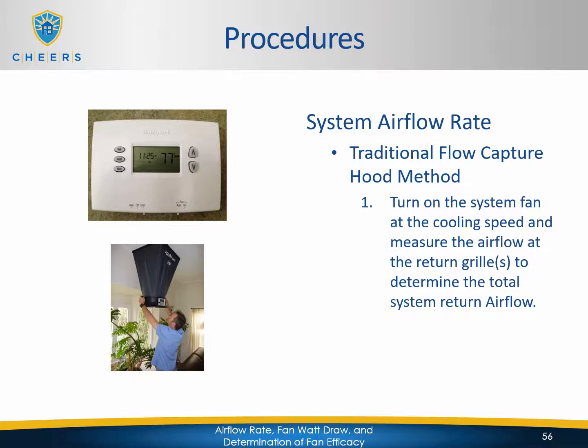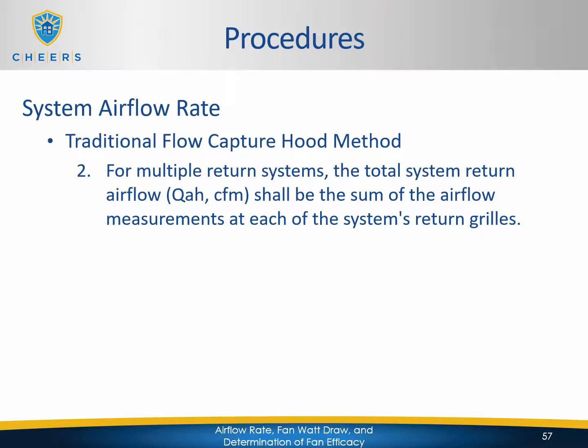And again, you want to turn on the system fan at the cooling speed and measure the airflow at the return grills to determine the total system return airflow. For multiple return systems, the total system return airflow, QAH in CFM, shall be the sum of the airflow measurements at each of the system return grills. Again, if you have more than one return, you measure them individually and you add them up together. And that will be your total system return airflow.